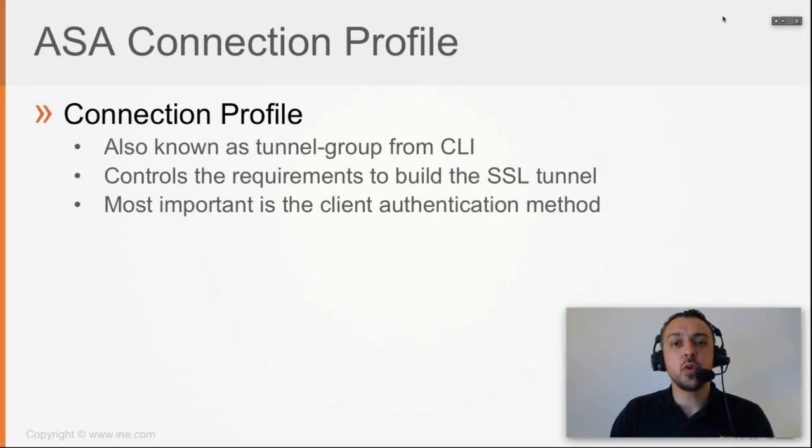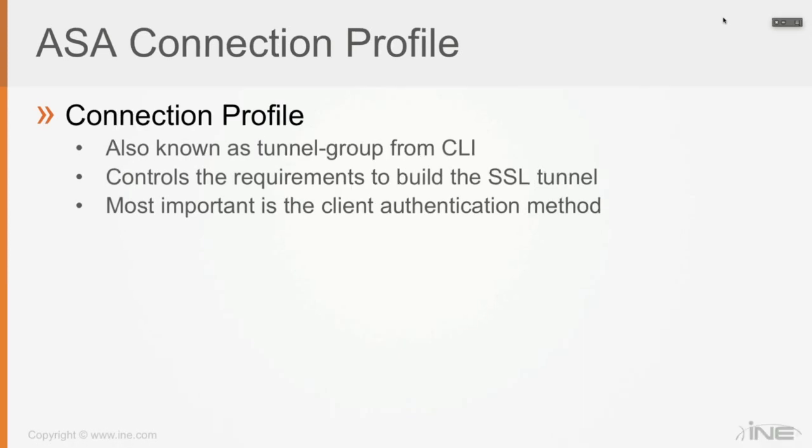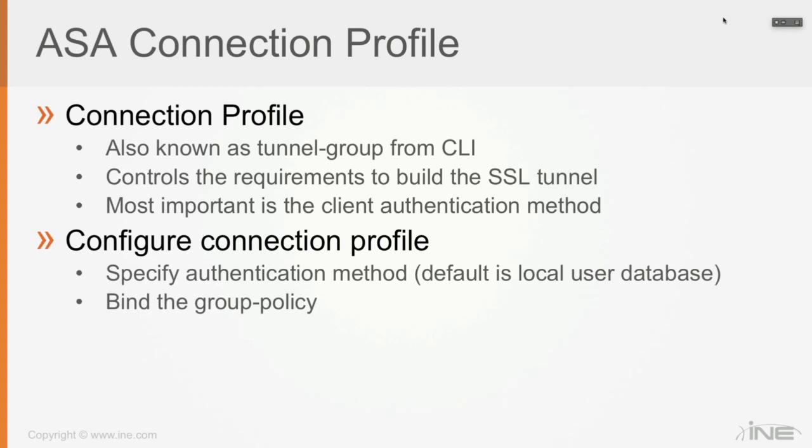So you're going to configure the connection profile and specify in there, once clients connect to this connection profile, how do I want to authenticate those clients? And as you said before, you have a lot of options: certificate based, username password based, a combination of both of them, or a certificate and multiple usernames and passwords. So you have to configure the connection profile and specify the authentication method, or we can choose the default one, which is the local user database. That's going to be our use case. And then, of course, bind the group policy to the connection profile.